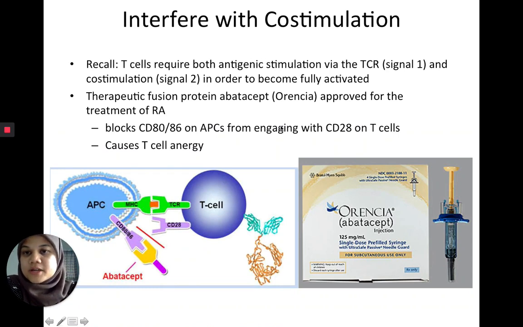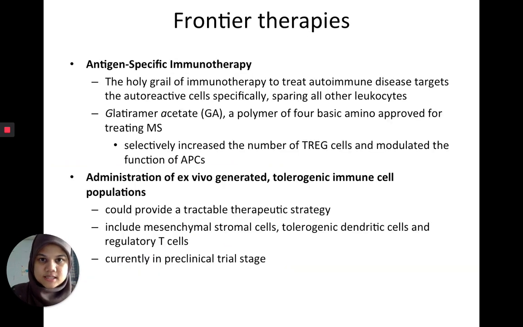So there are also strategies to interfere with co-stimulation. If you recall, for T cells to be activated they need both the antigen via the TCR and then a co-stimulation or co-receptor binding to be fully activated. Otherwise, it becomes anergic. So there are some new therapeutic proteins like Orencia, which has been approved for the treatment of rheumatoid arthritis, where it actually blocks the CD80 or 86 on APCs from engaging the CD28 on T cells. So even though the antigen is present, the co-stimulation is not, because it's been blocked. So instead of being activated and then causing an autoimmune response, the T cell develops anergy instead.